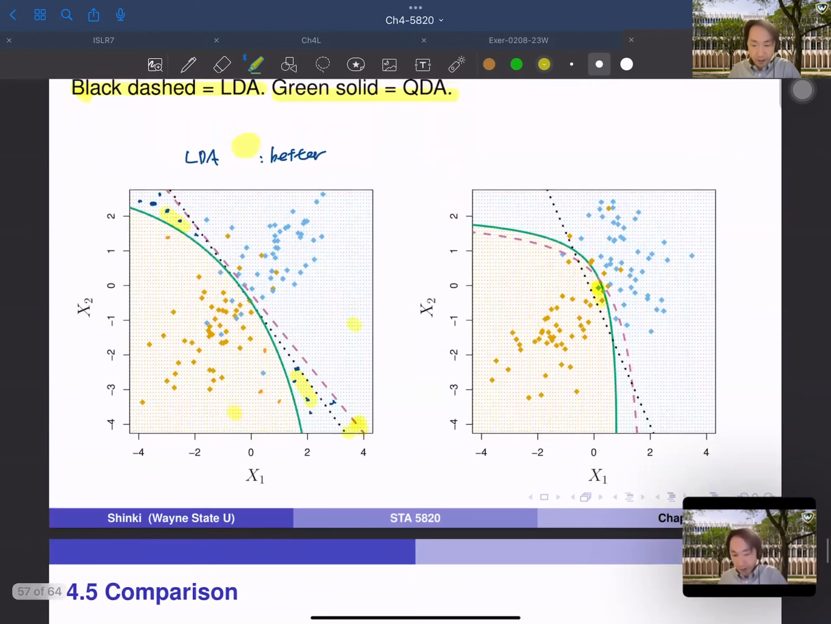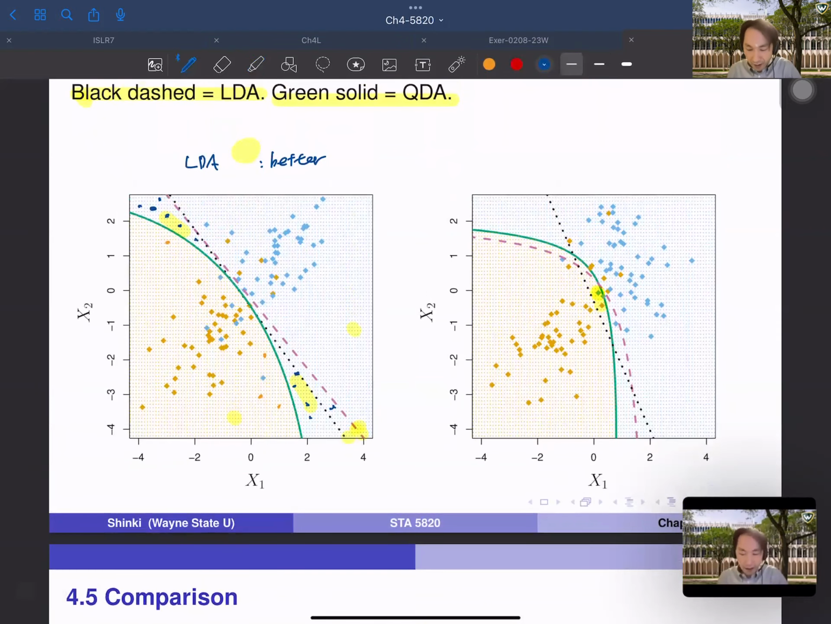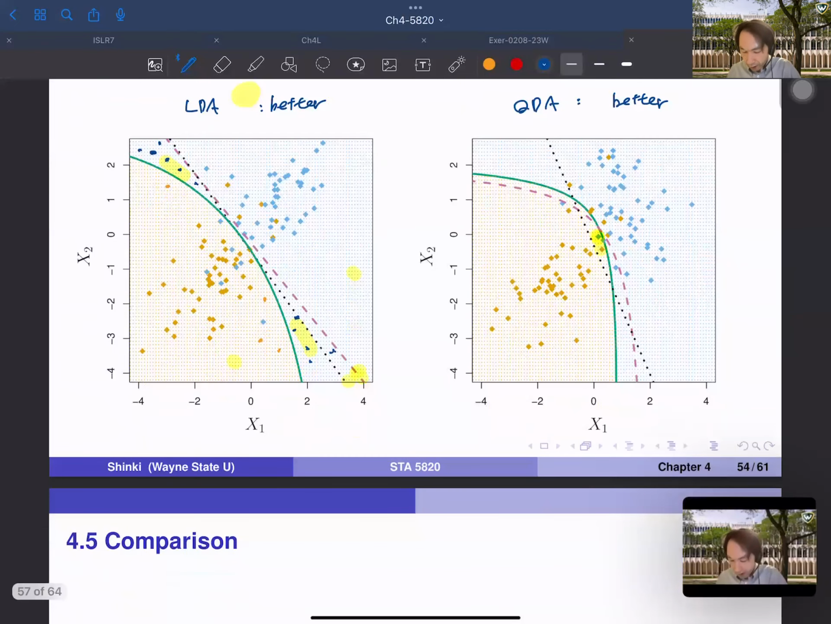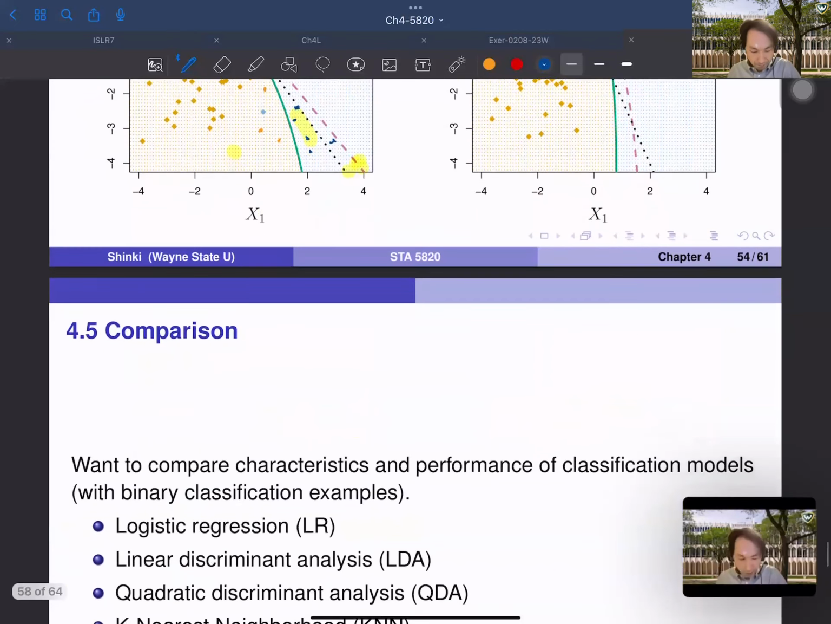So basically, in short, which is better? It depends on the data. If the true boundary is linear, then LDA is usually better. If the true boundary is quadratic, usually QDA is better.